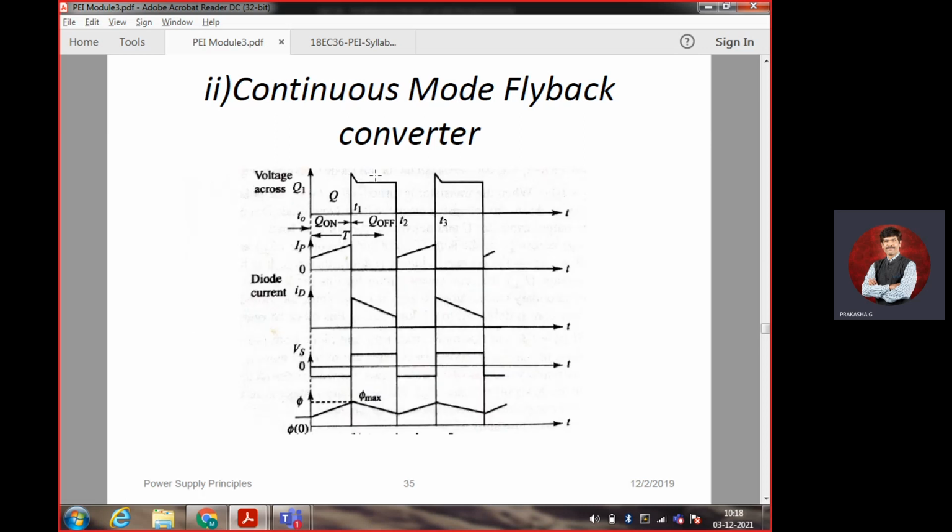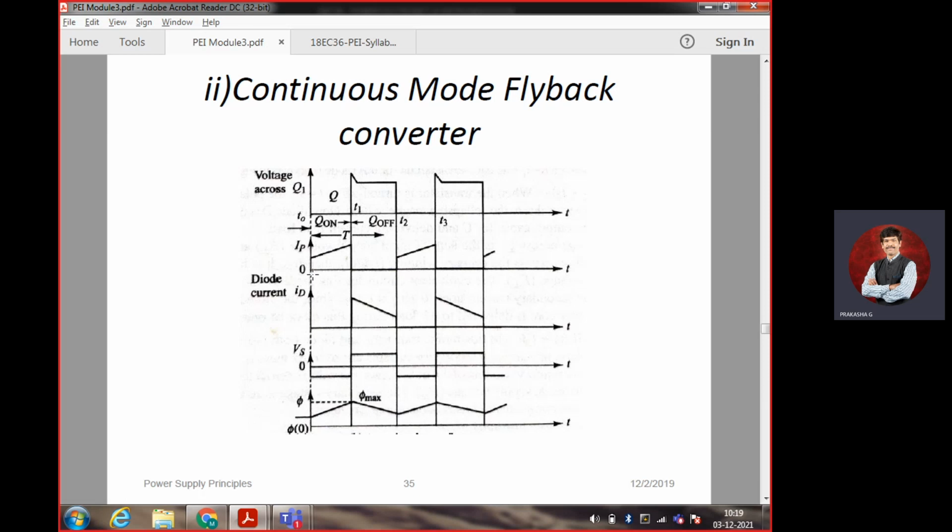See the difference with the waveform. Previously, the current waveform started from 0 and ended at 0. In the previous discontinuous waveform, the primary current and the secondary current started from 0 and ended at 0. But here it is not like that. The primary current initially has some value based on the input voltage, and even though it reaches 0, it will come back to some initial value. It continues over there.